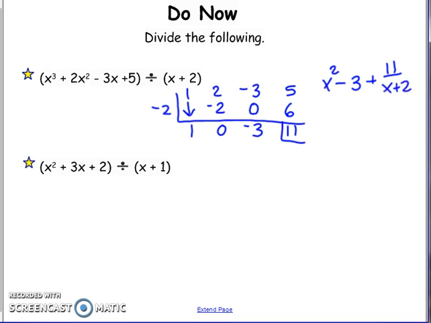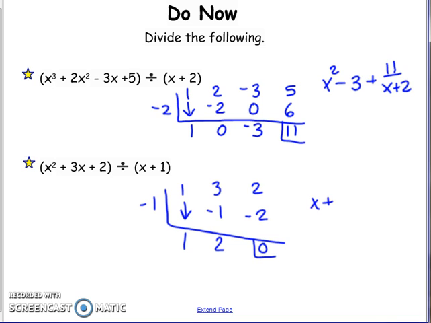Okay, on the next one, we're going to put a -1 on the outside. We have a 1, a 3, and a 2. Bring the 1 down. 1 times -1 is -1. Add, we get 2. 2 times -1 is -2. Add, we get 0. So it goes in evenly. Drop a degree. So we have x plus 2.